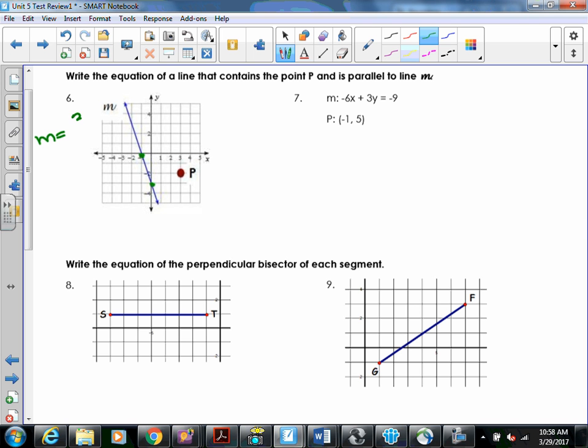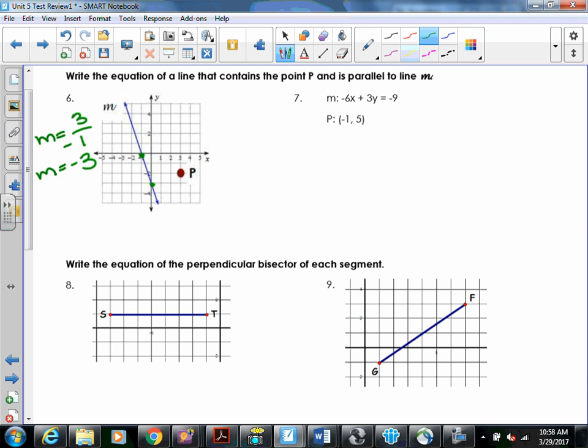So if I rise 3 and I run 1 to the left, this line is going to have a slope of what? Let's try that again. What's the slope? -3. It's -3. 3 divided by -1 is a slope of -3.